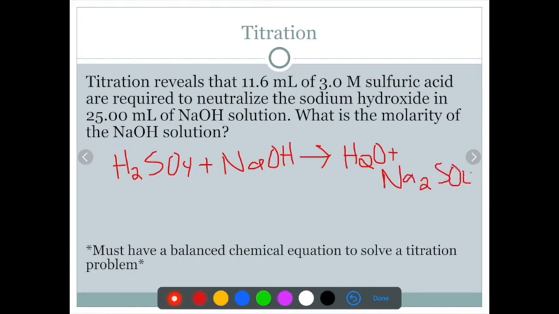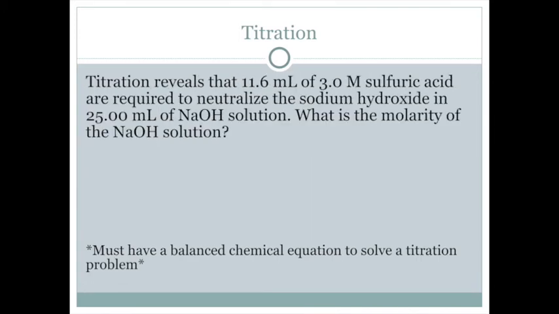Okay, so we know with the equation, you have to balance it. So here we have 2 sodium, we need 2 sodium here. Okay, and then we have 4 hydrogen on the reactant side, we need 4 hydrogen on the product side, 1 sulfate, and then 2 oxygen, 2 oxygen. Okay, so that is our balanced equation. You must have that in order to do the titration problem.